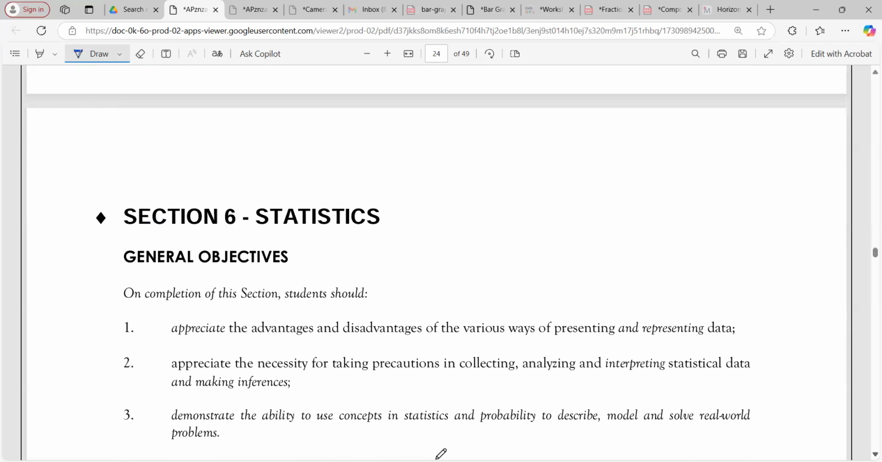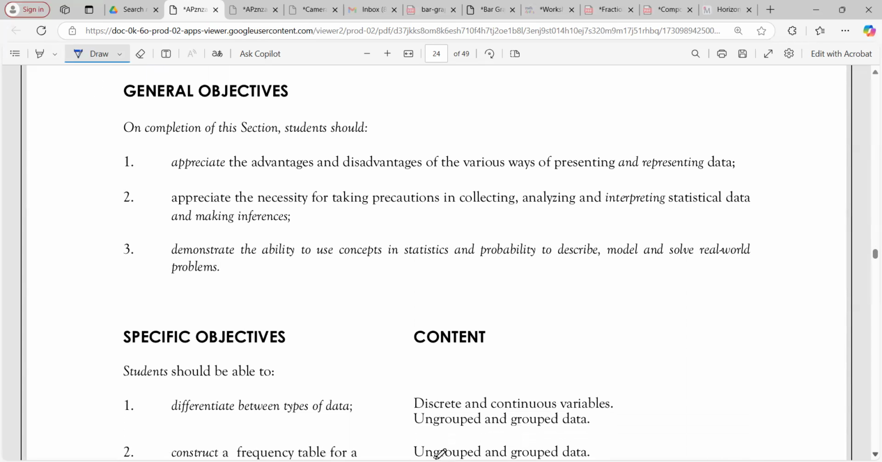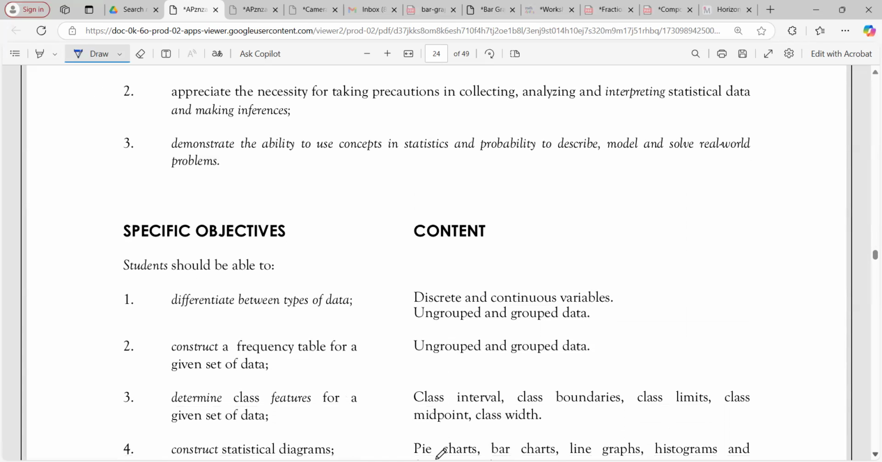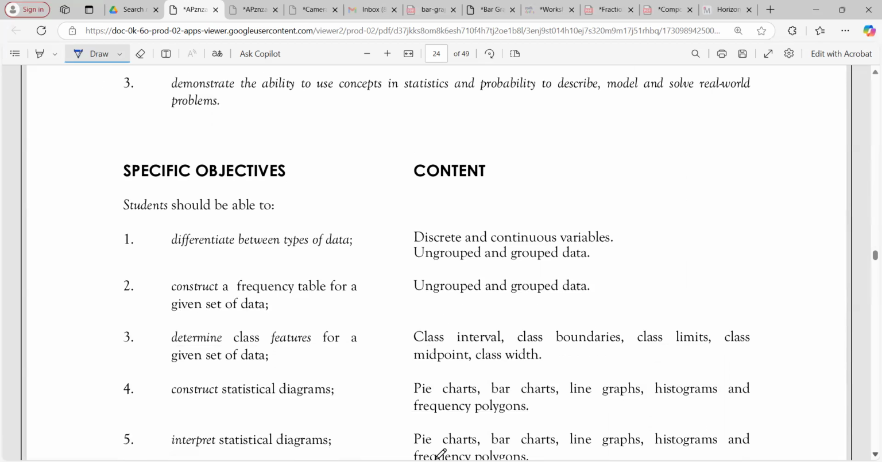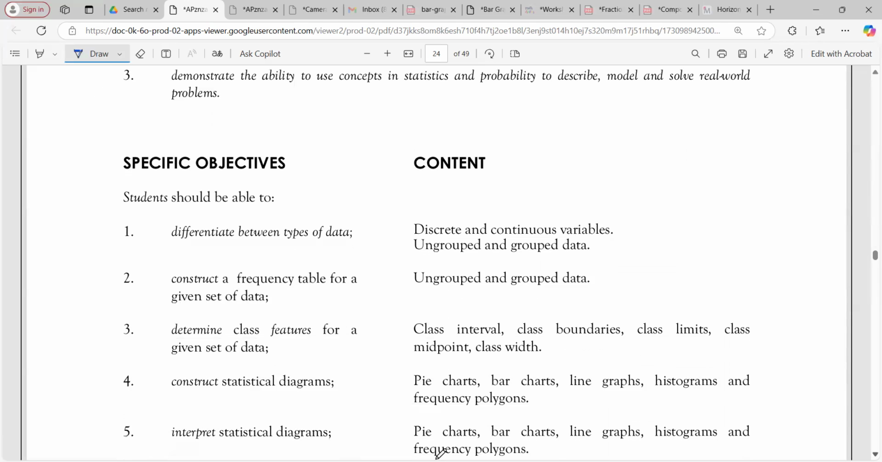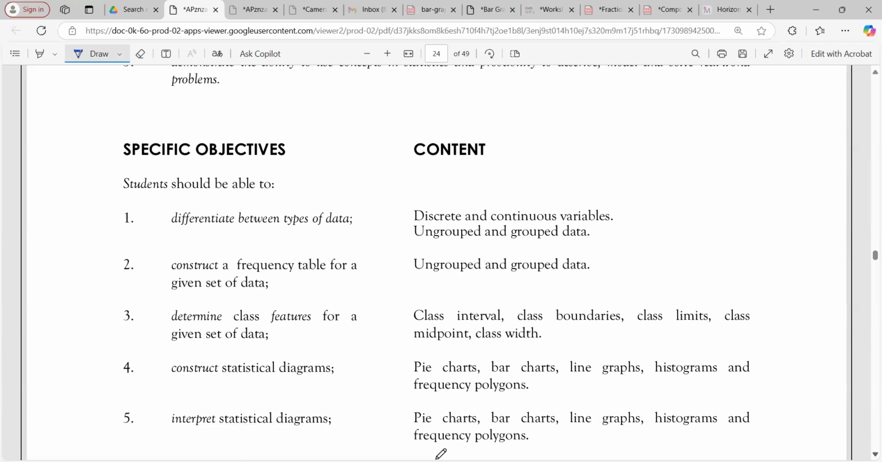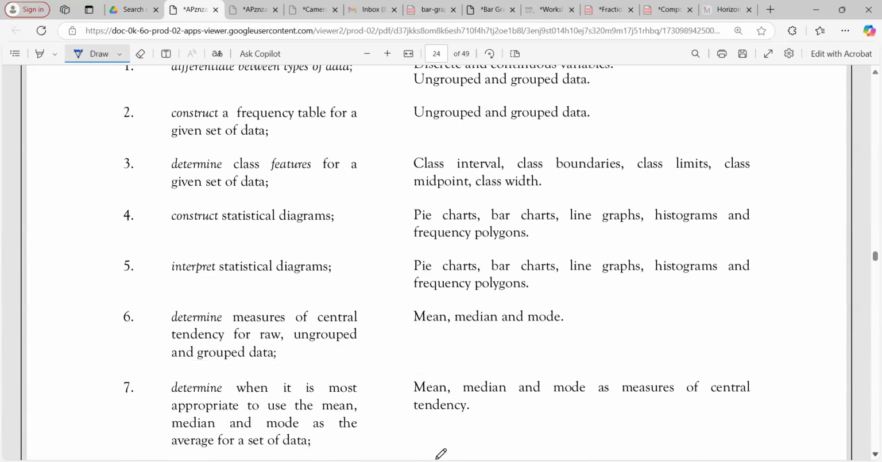Next up, we have statistics. So these are the main topics, right? So you have a part one, and appreciate the advantages and disadvantages of various types of data, right? You must be able to differentiate between the types of data, discrete and continuous variables, and grouped data. All right. Class interval, class boundary, class limit, class midpoint, class width. You must know these. Construct statistical diagrams such as pie chart, bar chart, line graph, histograms, and frequency polygons. Some of them we do in primary school. You must be able to interpret them as well. Pie chart, bar graph, line graph, histogram, and frequency polygon.